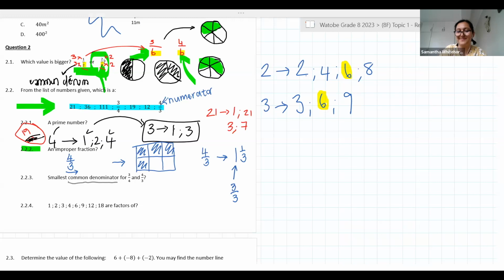Ma'am, a lowest common multiple is like, when you have two numbers, for example, 6 and 3, then they both have one number that is in both multiples.